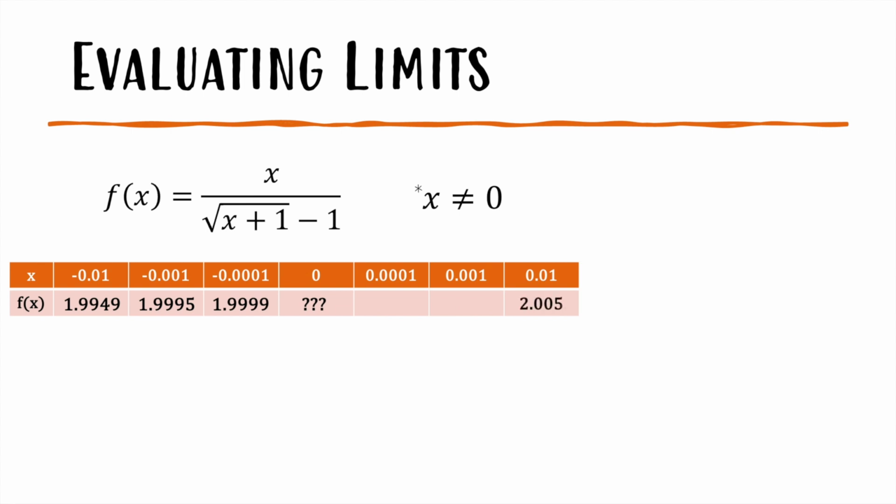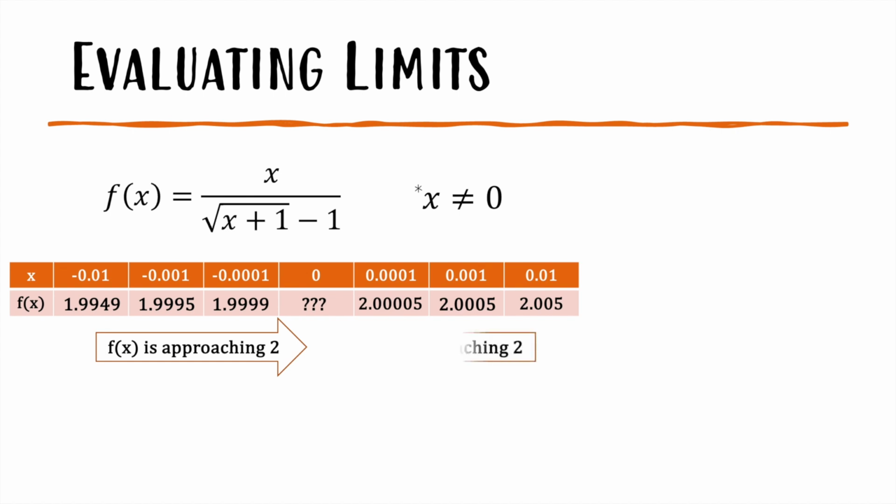Okay, let's try the other side. Starting at 0.01, we've got 2.005, 2.0005, 2.00005. I've lost track. Lots of zeros and then a 5. So from the left, f of x is approaching 2. From the right, f of x is approaching 2.